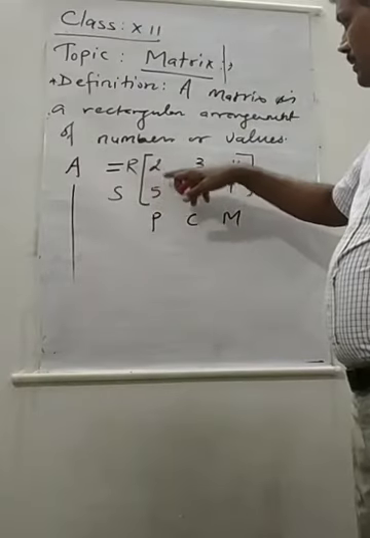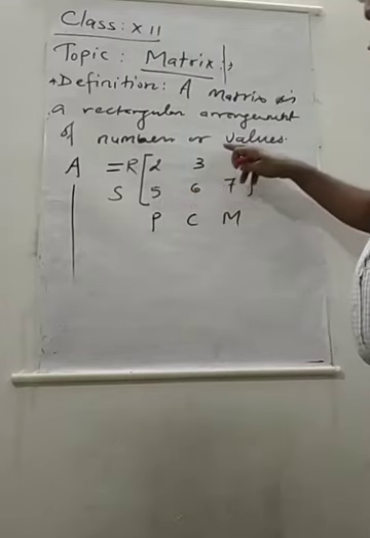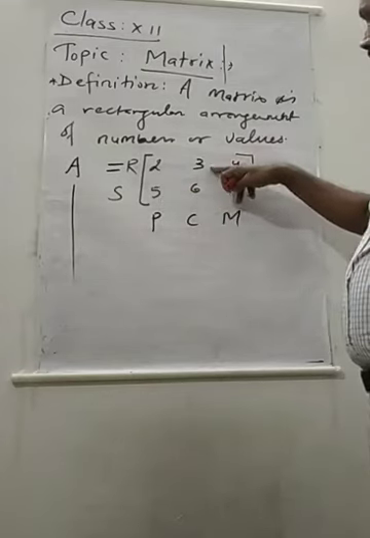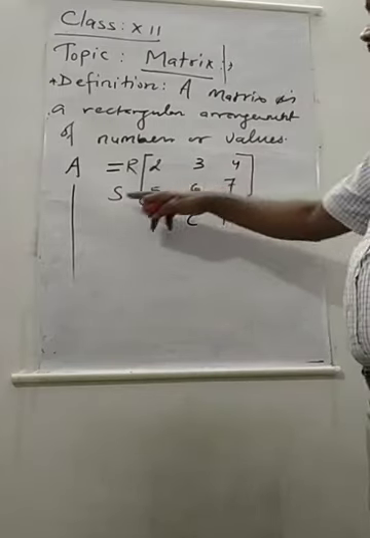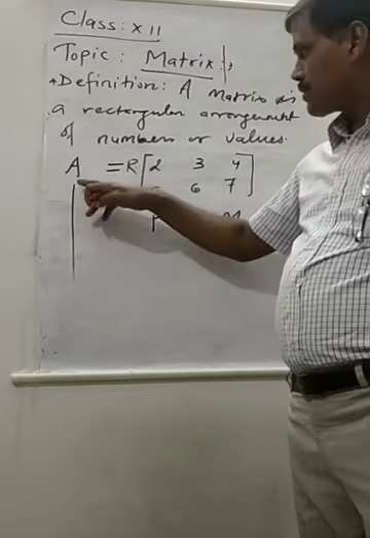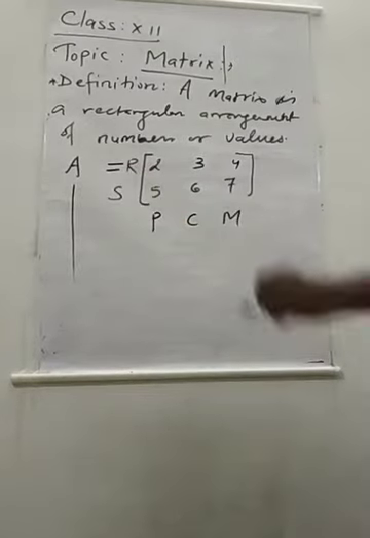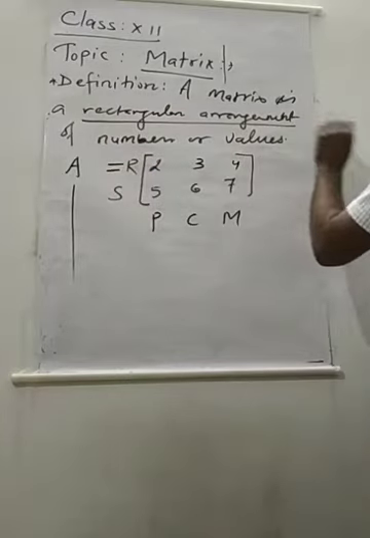Ram is a child and Shyam is another child. They are getting marks in physics: Ram 2 marks out of 10, Shyam 5 marks out of 10. At the same time in chemistry, Ram is getting 3, Shyam is getting 6. In mathematics, Ram is getting 4 and Shyam is getting 7 marks. So the whole arrangement has been shown as a matrix. I think this will clarify how the matrix is a rectangular arrangement.